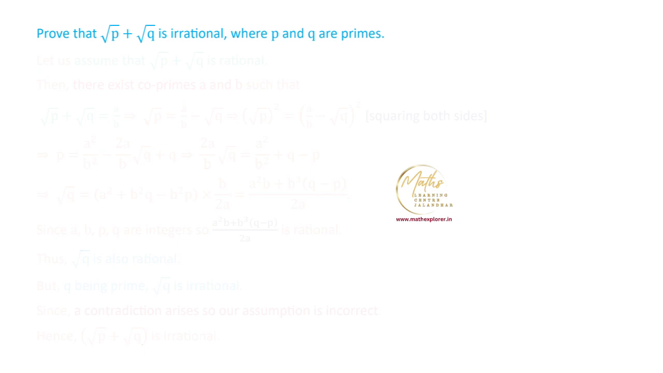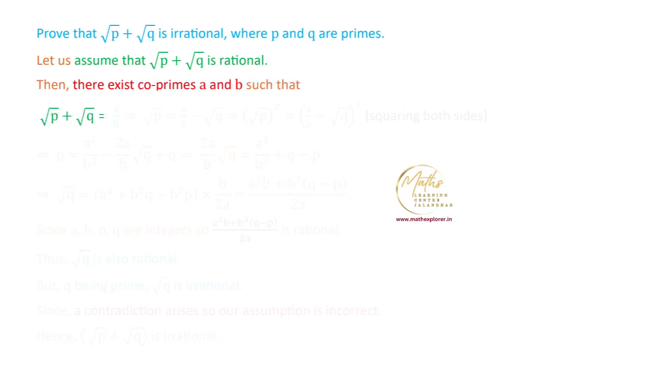Next we have: prove that square root p plus square root q is irrational, where p and q are primes. Again, we prove this by the method of contradiction, and we assume that this number, square root p plus square root q, is a rational number. Now if it is a rational number, then there exist co-prime numbers a and b such that we can write square root of p plus square root of q is equal to a by b.